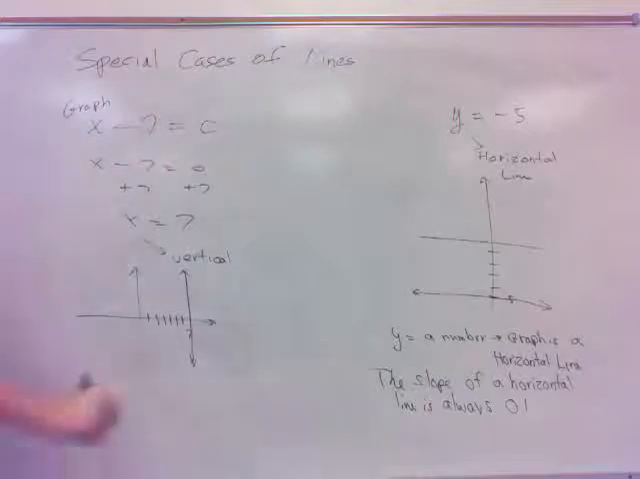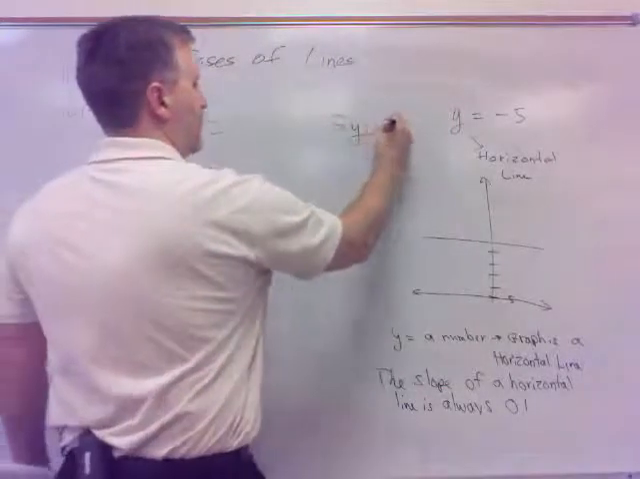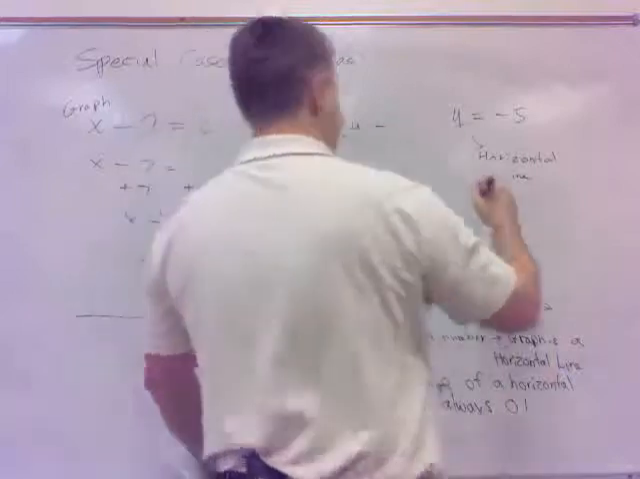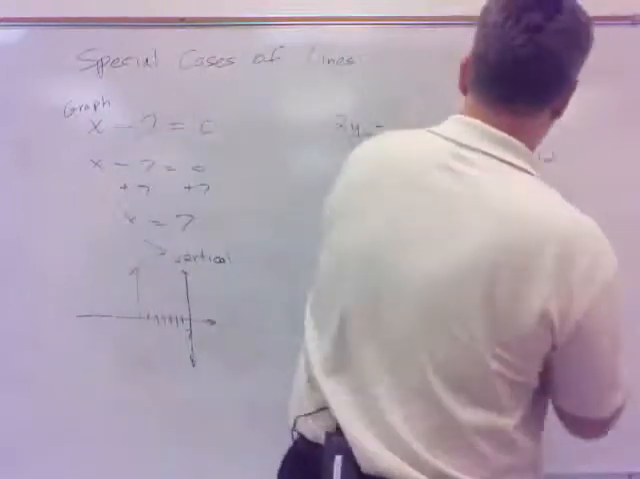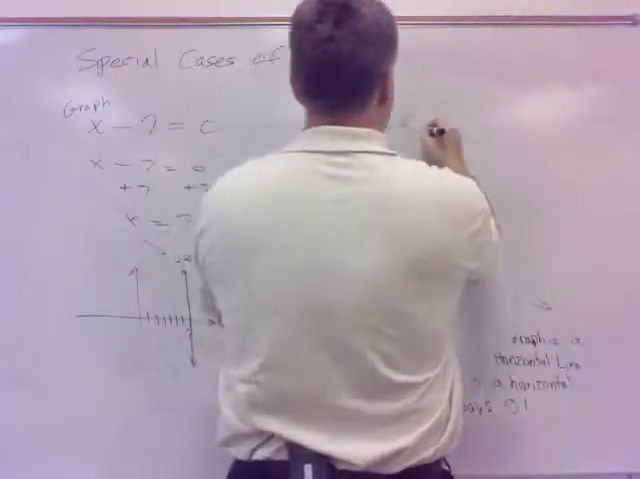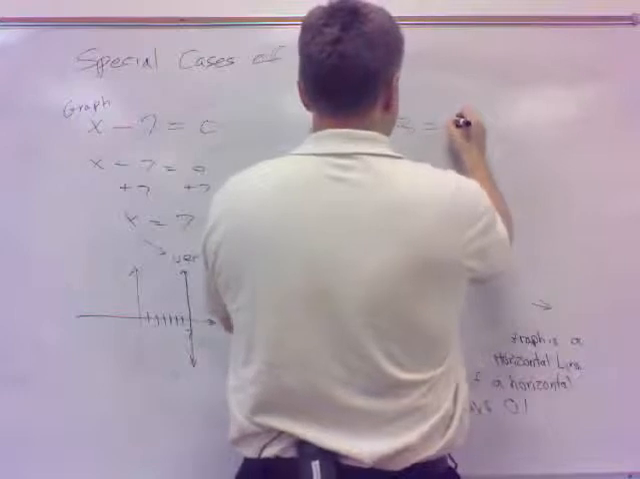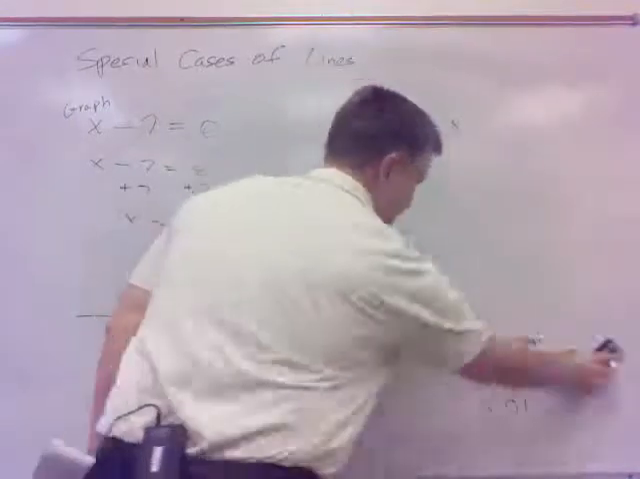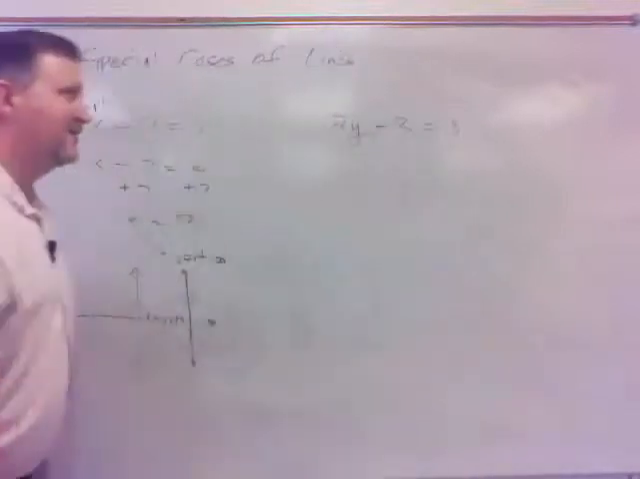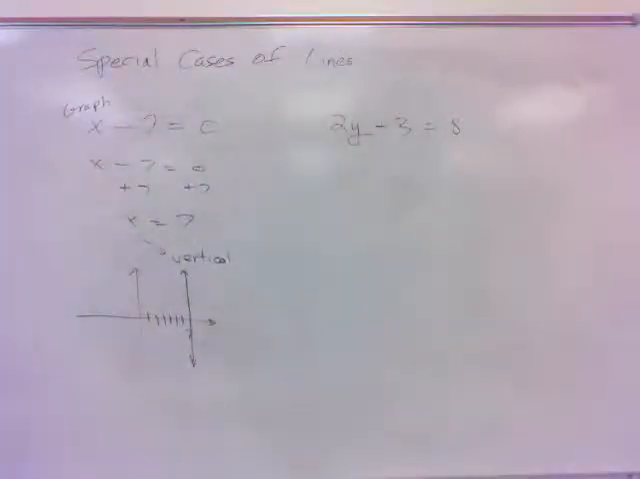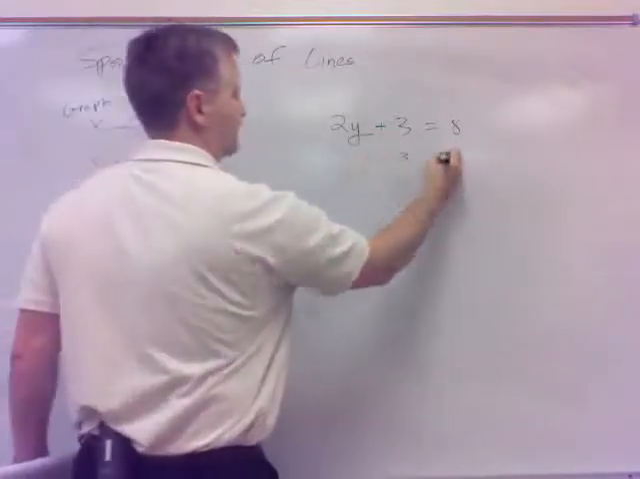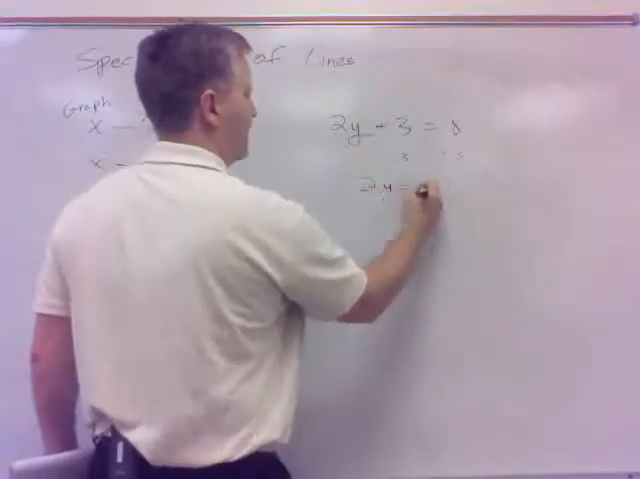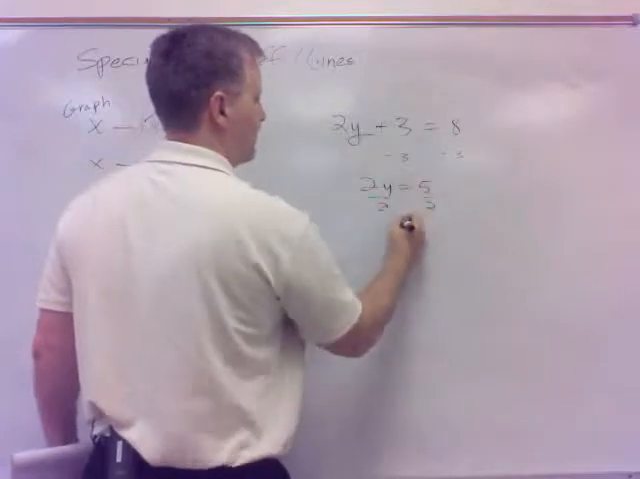Okay? What about this one? 2y plus 3 equals 8. Just make it a little different. Well, again, that's missing a variable. It's missing the x variable. So if I get the y by itself, what happens? Well, if I subtract 3, I've got 2y equals 5. Divide by 2, I've got y equals 5 halves.